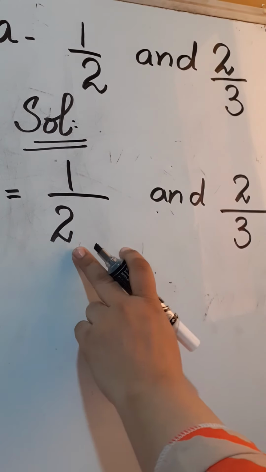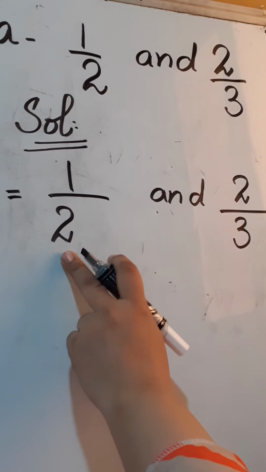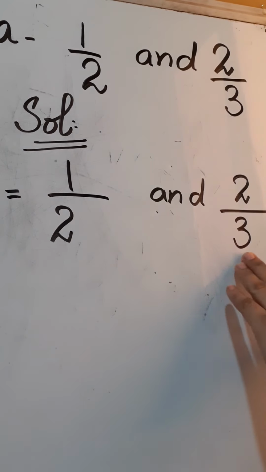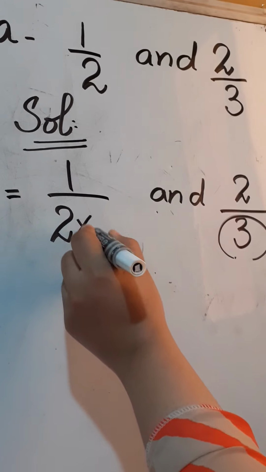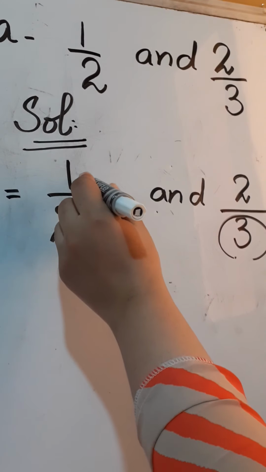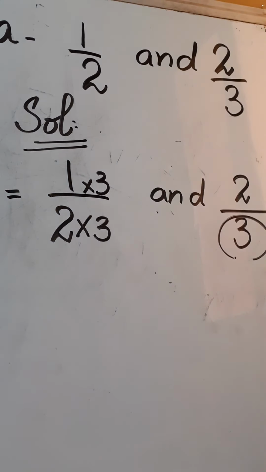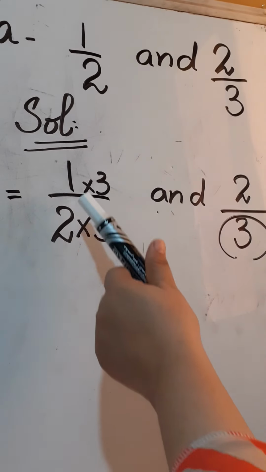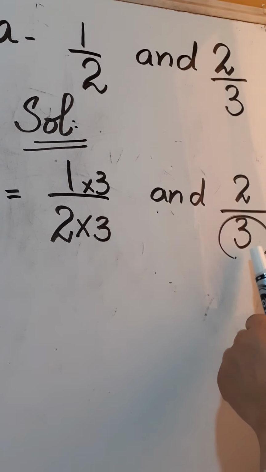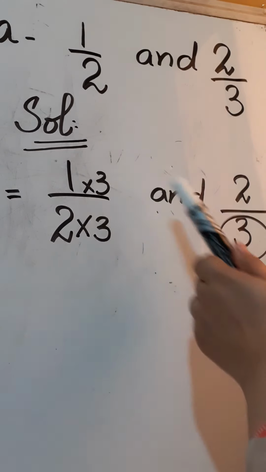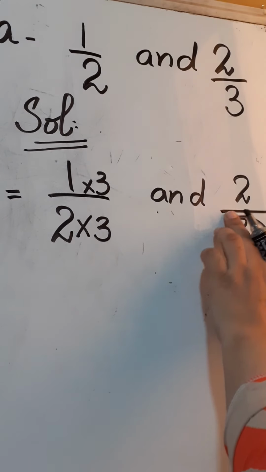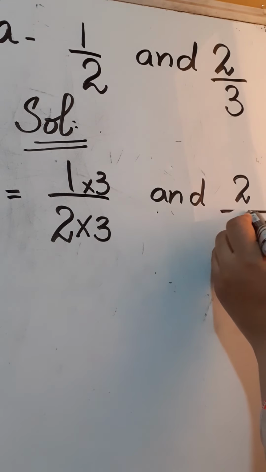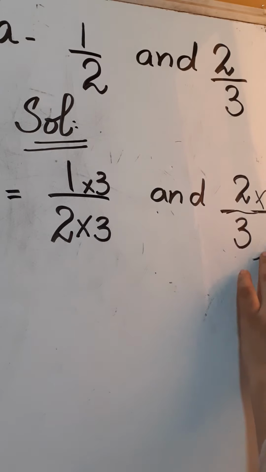So class, what is this? The denominator is 2. And what is the other denominator? There is a 3. This 3, you multiply up and down. Understand? In this fraction 1 by 2, and the other fraction is 2 by 3. The other fraction's 3, you multiply 3 up and down. Understand? Now there is 2 by 3. We want to make them the same.